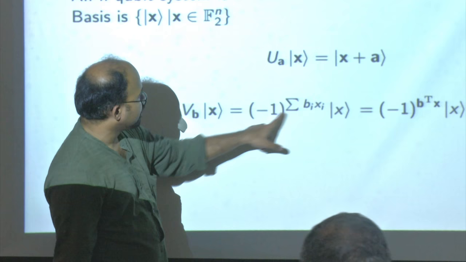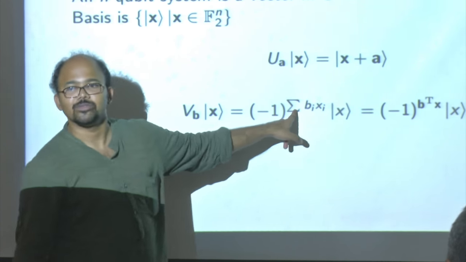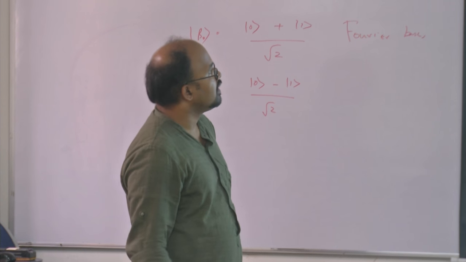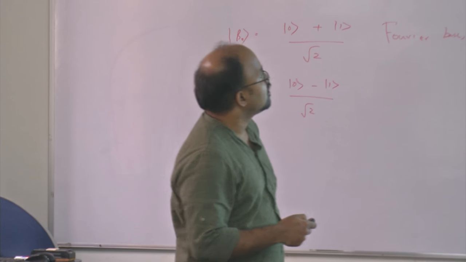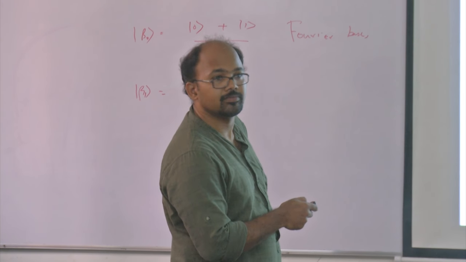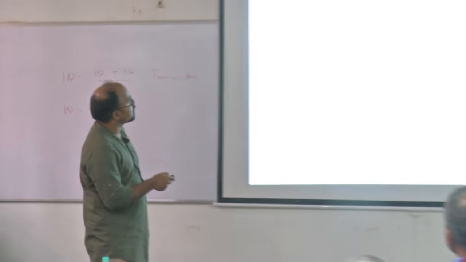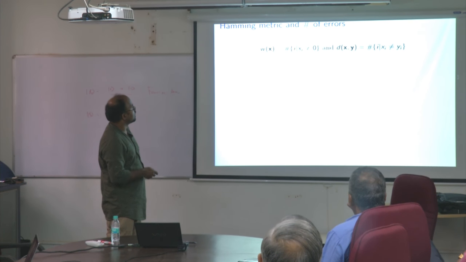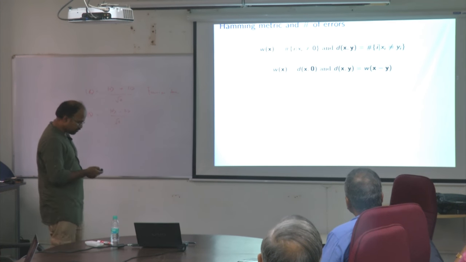So, now remember that here, because minus 1 square is 1, this multiplication and addition is all modulo 2 in the exponent. So, how do we capture how many position errors have happened? It is using this Hamming weight. So the Hamming weight of x is the number of positions where x_i is not 0. Once you have the Hamming weight, you can define Hamming distance between x and y as the number of positions where x_i and y_i are different. If you have Hamming distance, you can define Hamming weight.